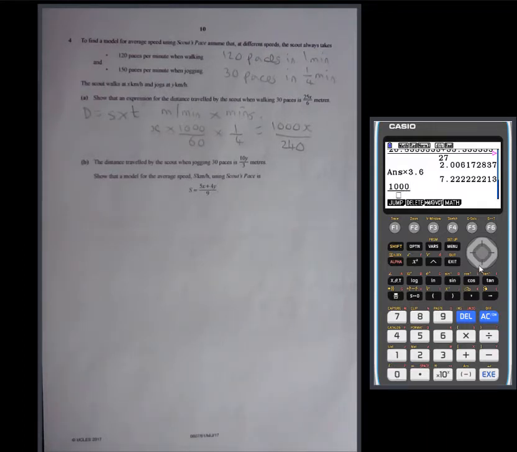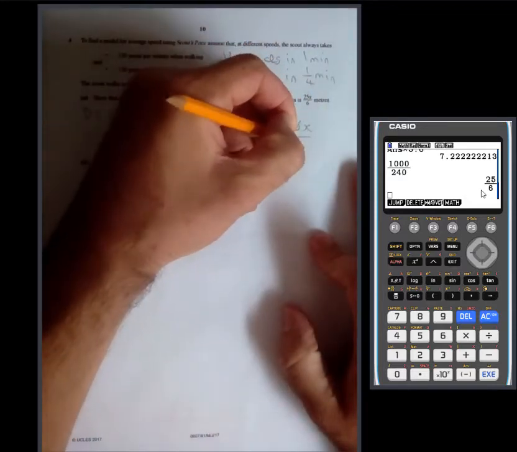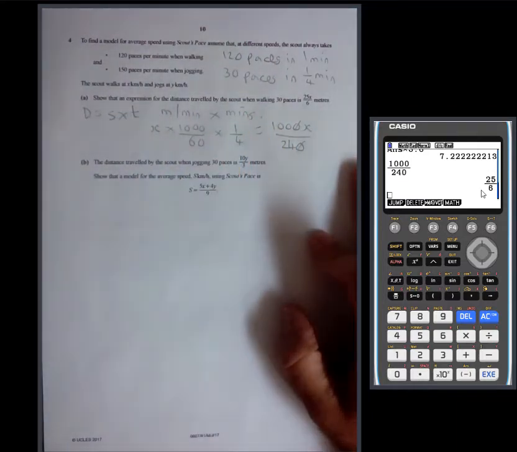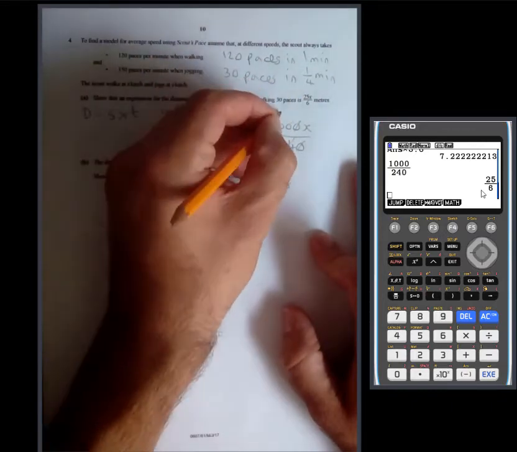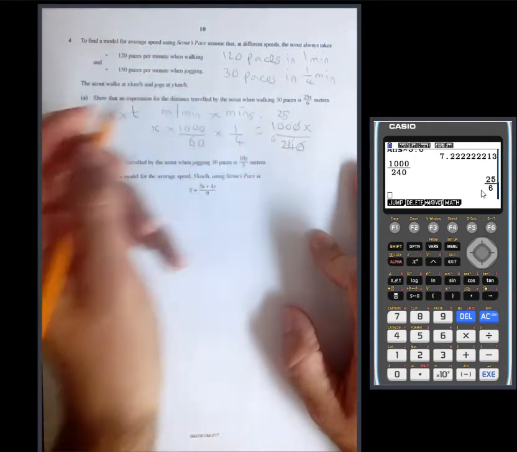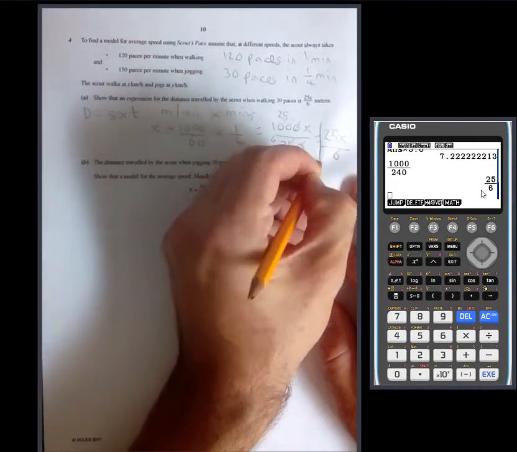Obviously, leave the x out, and it gives you 25 over 6 anyway. If you're not comfortable, you'll get communication marks. You might want to do something like this: divide by 10, and you've got 100 over 24. Then you might say, I don't know, divide by 2, which would be 50 over 12, divide by 2 again, which would be 25 over 6. So either way equals 25x over 6.